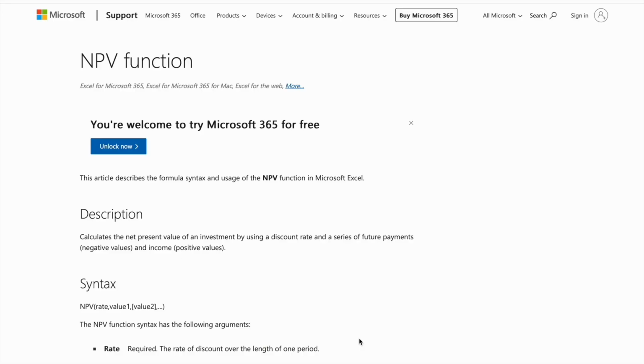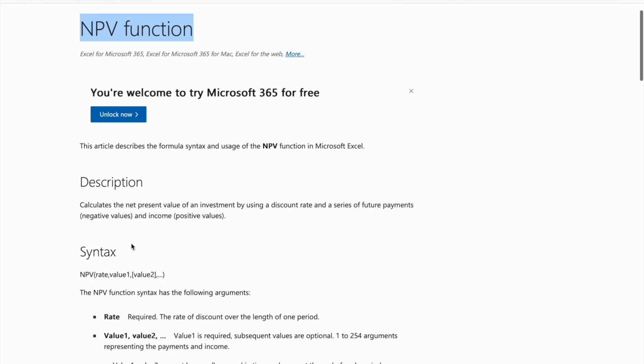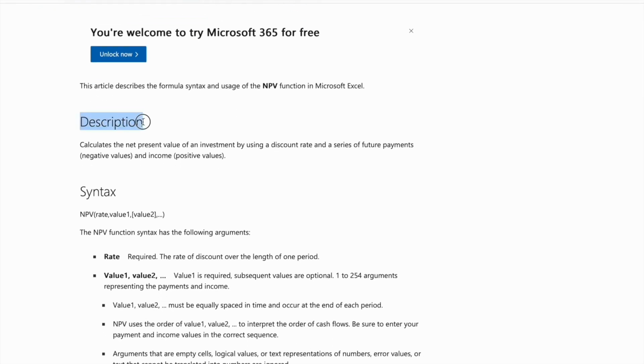Now, let's jump into an example. Before that, here is the official support page of the NPV function. As you can see, here we have a description. It says it calculates the net present value of an investment by using a discount rate and a series of future payments, which are negative values, and income, which are positive values.